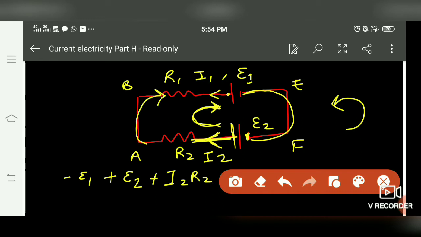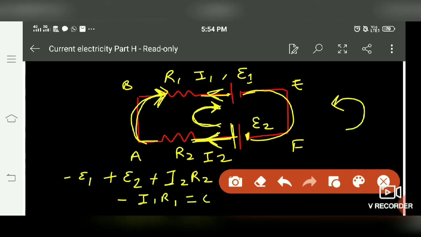Now next is this one. Here we are moving in clockwise direction, but the current is in anti-clockwise direction. These are opposite, so we take it as negative: minus I1 R1. This complete expression is equal to what? 0.